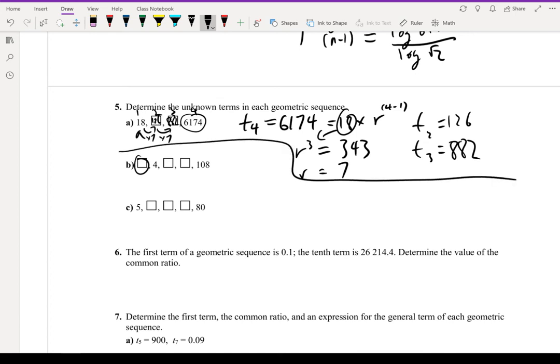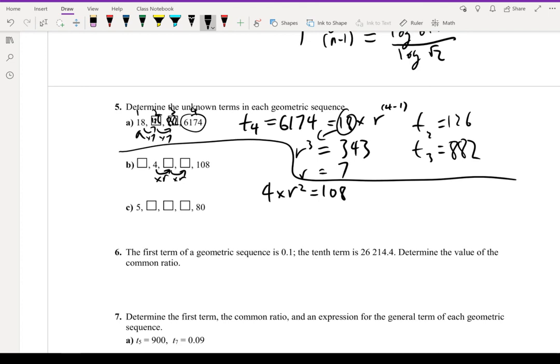Now, this time, we're not given the first term. We're only given the second term and the fifth term. Okay, so what I'm going to do here, I'm not going to use the general term. I'm just going to use a little bit of the meaning of geometric sequence. So essentially it multiplied by r once, and then it multiplied by r again to get 108.